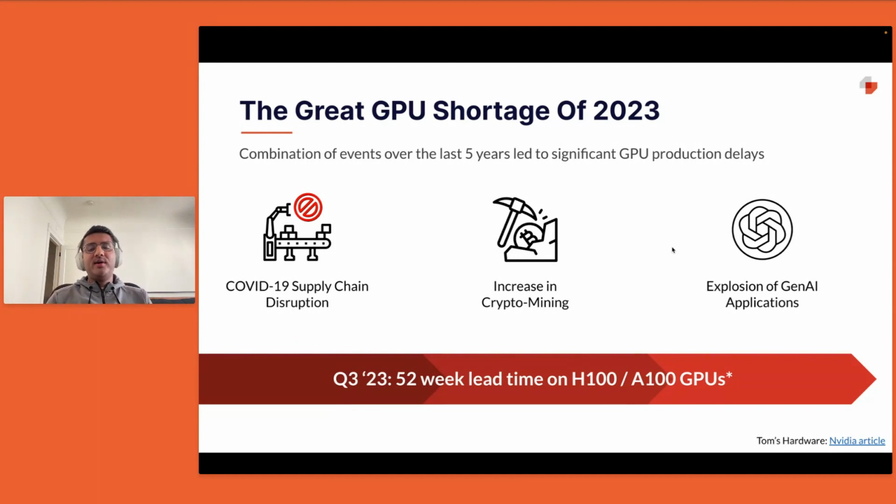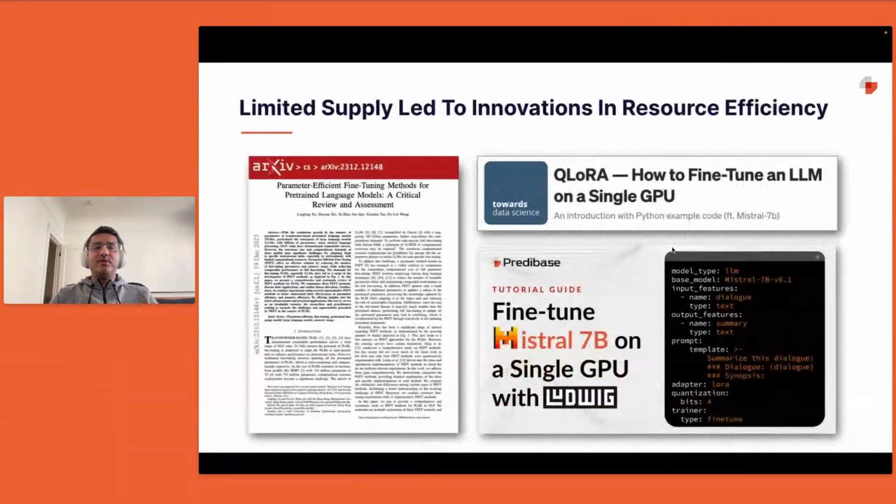And the report from Tom's Hardware actually showed that at the midpoint of 2023, there was a 52-week lead time to get high-end GPUs such as H100s and A100s. And so that's a long time to wait to get really high-end resources. And generally, this limited supply of resources forced a lot of companies that didn't have access to these GPUs, as well as open source and general community users, to innovate, to make the most of the resources that they had.